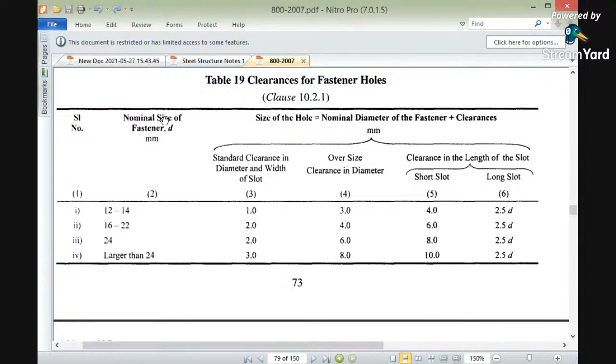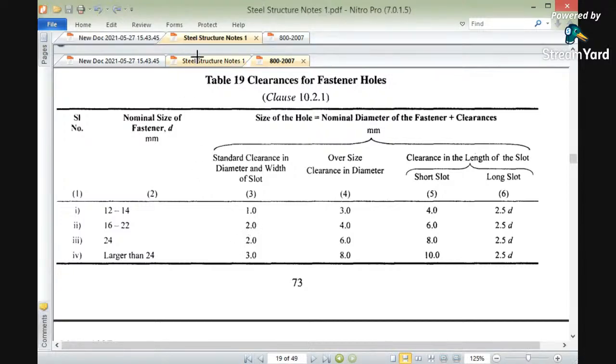If the nominal size of the fastener d is 12 to 14 mm, then the standard clearance is given in diameter and width of slot. That means we have to take extra oversized clearance in diameters. Here, the diameter of the bolt is 16 to 22, and we are using a bolt diameter of 20, which is in the range of 16 to 22. What is the extra clearance we have to take? That is 2. For this diameter range of 16 to 22, we have to take the clearance as 2.